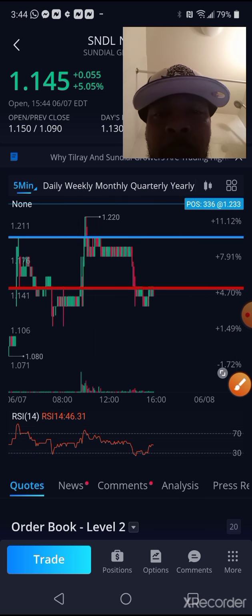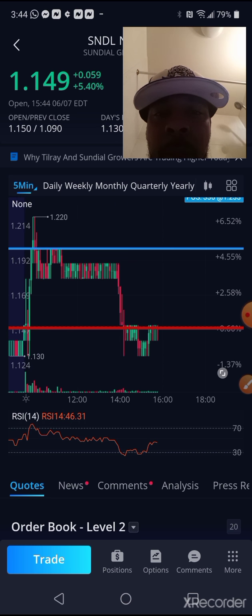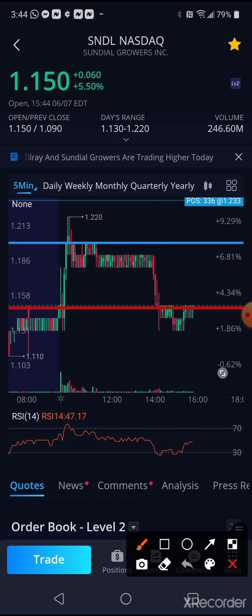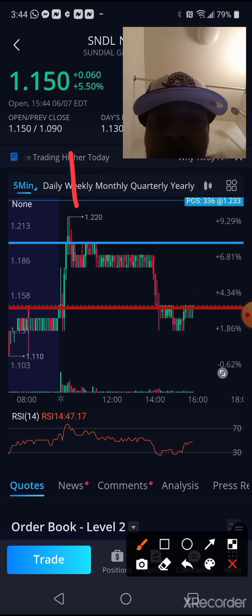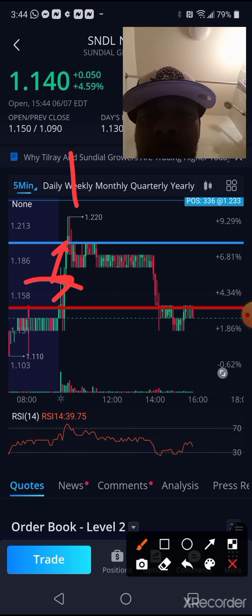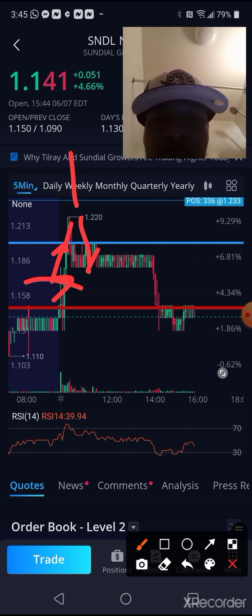So as you can see here, the high for today on SNDL is 1.22. Okay, from that high, after the price broke the resistance, it only went up a little bit, and it came back down. All right, and as you can see, it tried to go through again, but it got stopped. And that's what the resistance does.